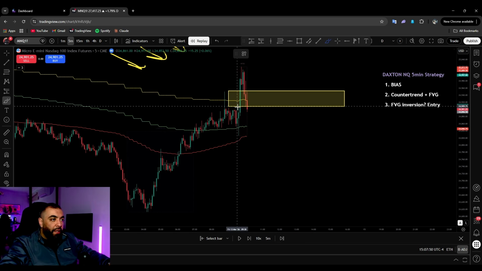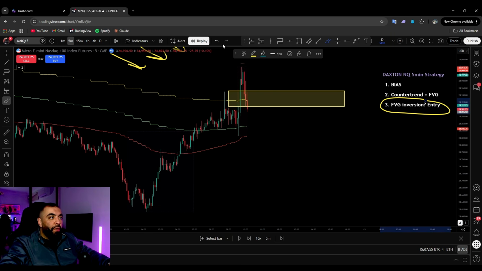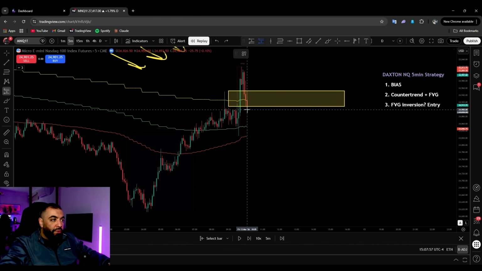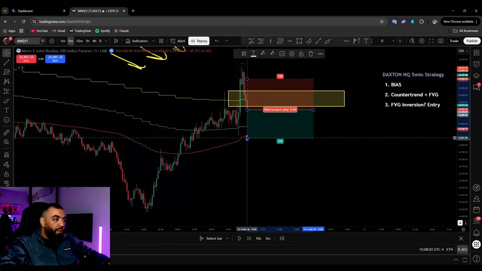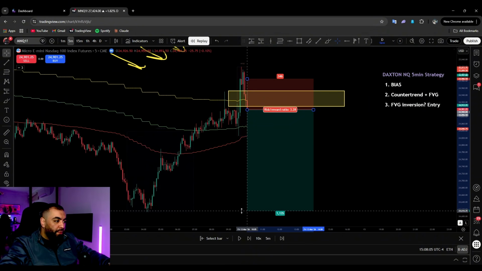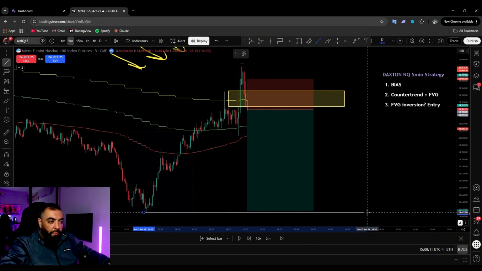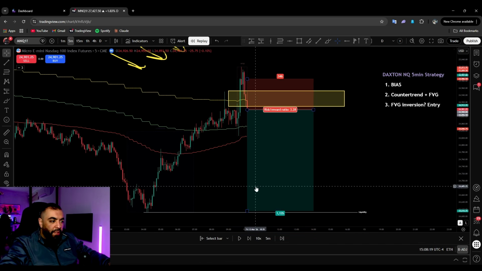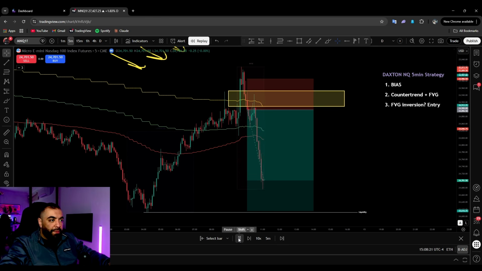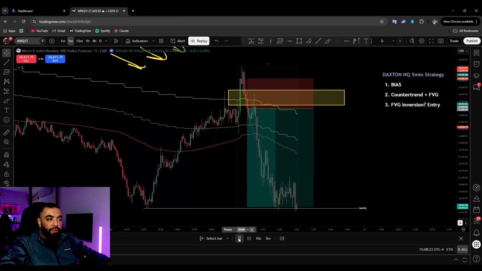And now we have an inversion of this fair value gap. This is the third step. We enter for a short. We put our stop loss over the previous candle and we will be targeting this previous liquidity right here. Let's play the price out and see what will happen. This day was the 13th of March and straight into profits.